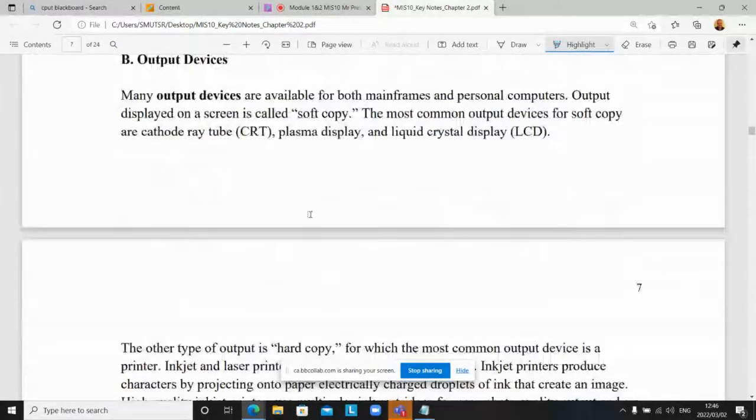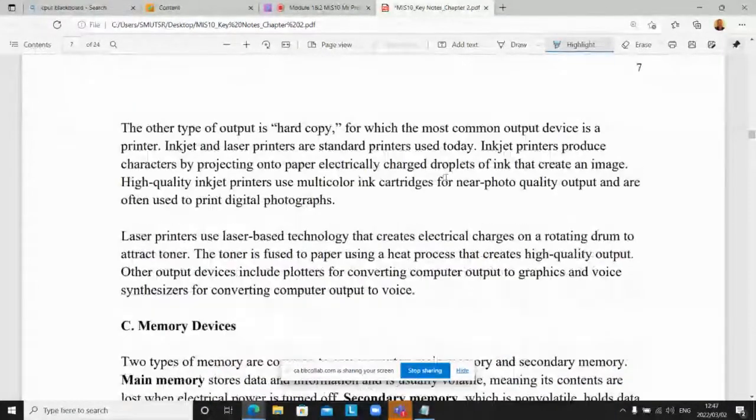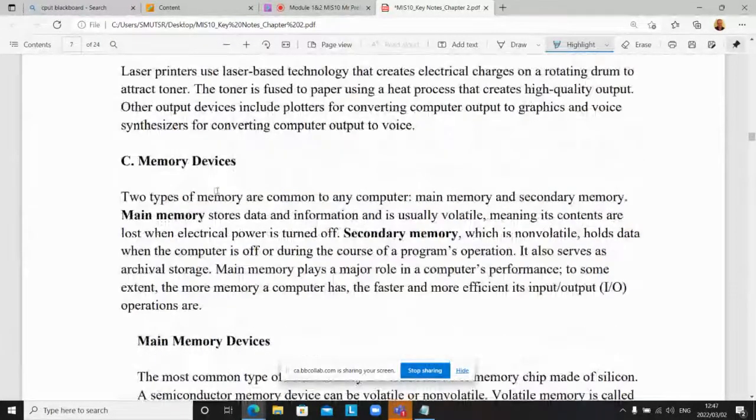Output devices is the LCD, the display, called a liquid crystal display. Printers.